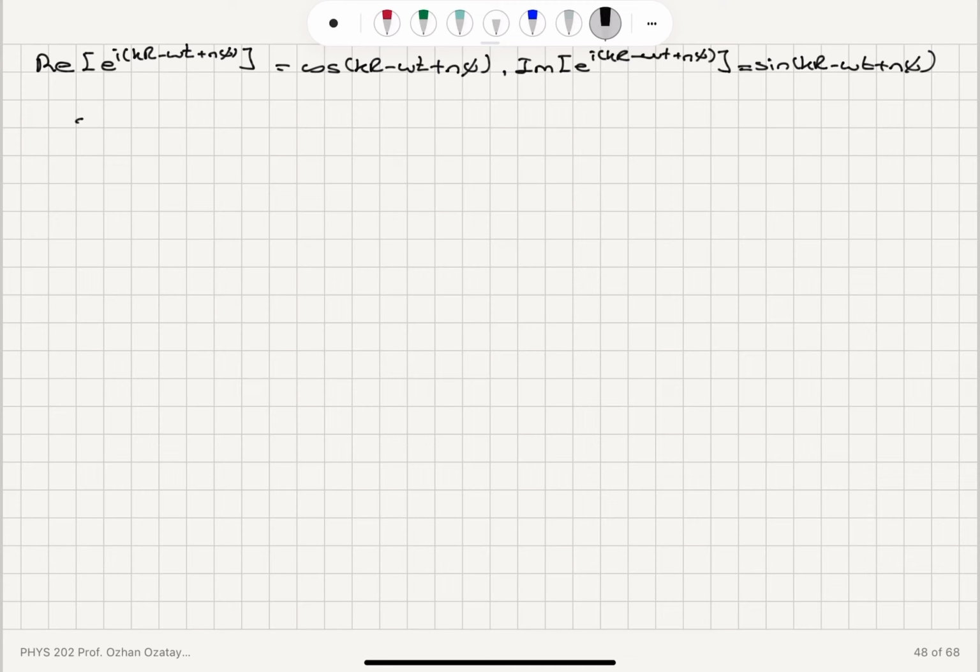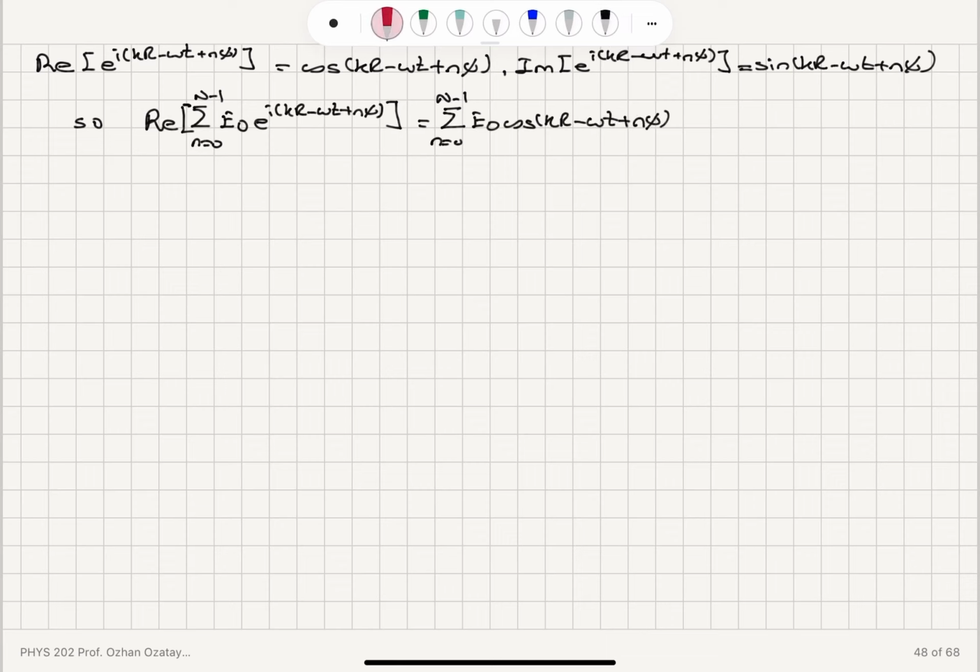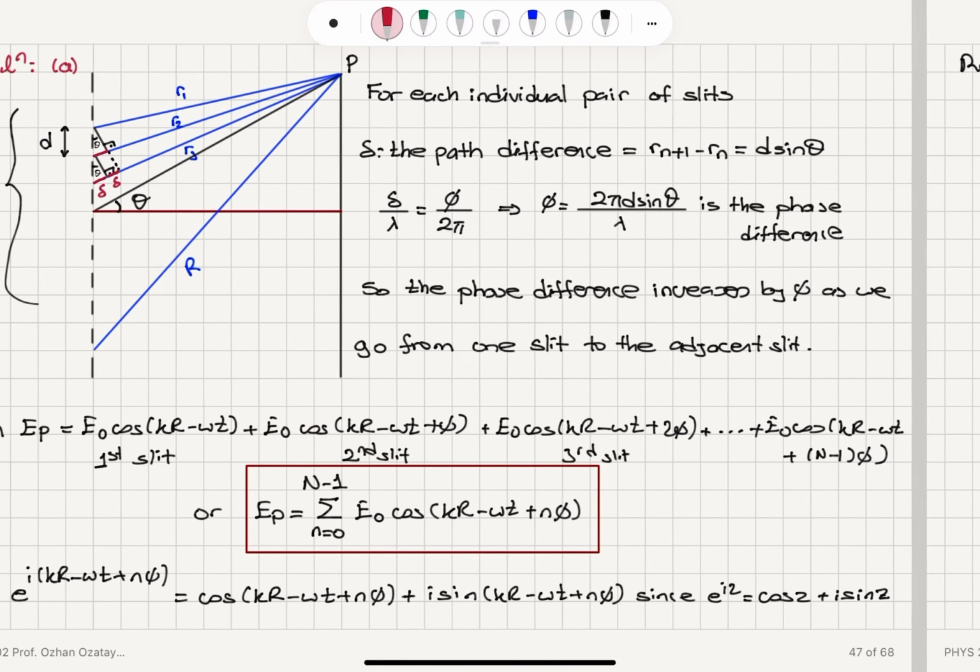Okay, so we can basically see that the real part of the summation n equals 0 to capital N minus 1 of E0 e to the i (kr minus omega t plus n phi), for each term here we have the same relationship, is basically the sum n equals 0 to capital N minus 1 of E0 cosine (kr minus omega t plus n phi). And this is basically what we have shown in part A of the problem.